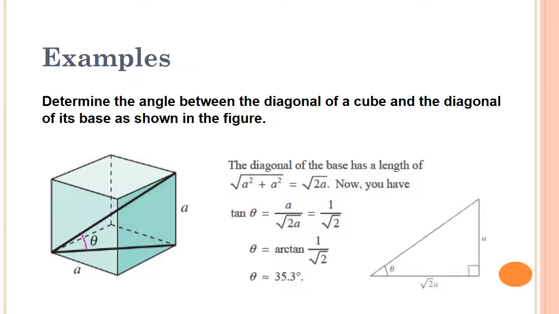Okay, the diagonal of the base has a length of the square root of a squared plus a squared, which is the square root of 2 times a. In other words, like I said, it's an equilateral right triangle. The two sides are the same. You don't know what they are, but just write it as a general formula. And now we have that the tangent of theta is going to be a over the square root of 2 a, which is the length of the diagonal, which is going to be 1 over the square root of 2. So theta is the arctangent of 1 over the square root of 2, and putting that in your calculator, you get 35.3 degrees.